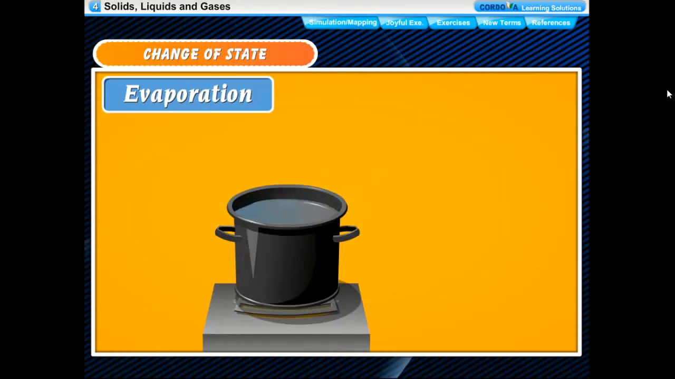Evaporation. The change of liquid state into its gaseous state on heating is called evaporation. When water is heated, it changes into water vapor. This is because on heating, the water molecules start moving faster. They become free and escape into the air in the form of water vapor and can move much more freely.